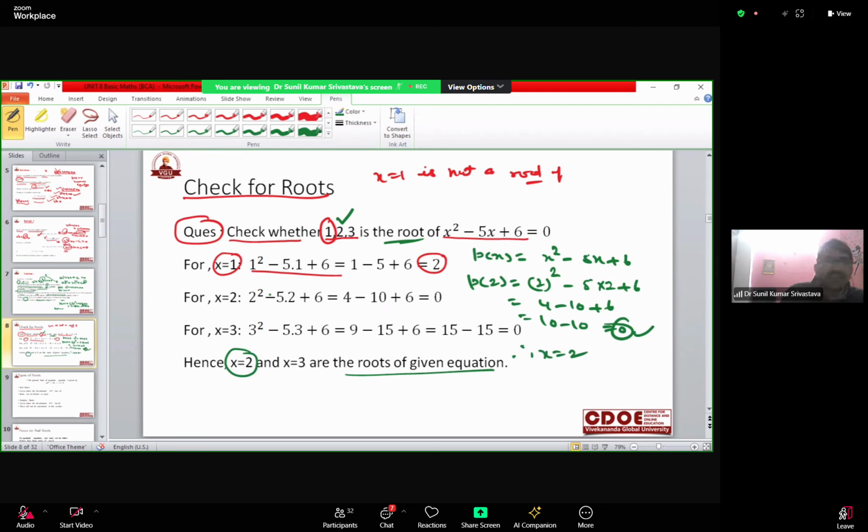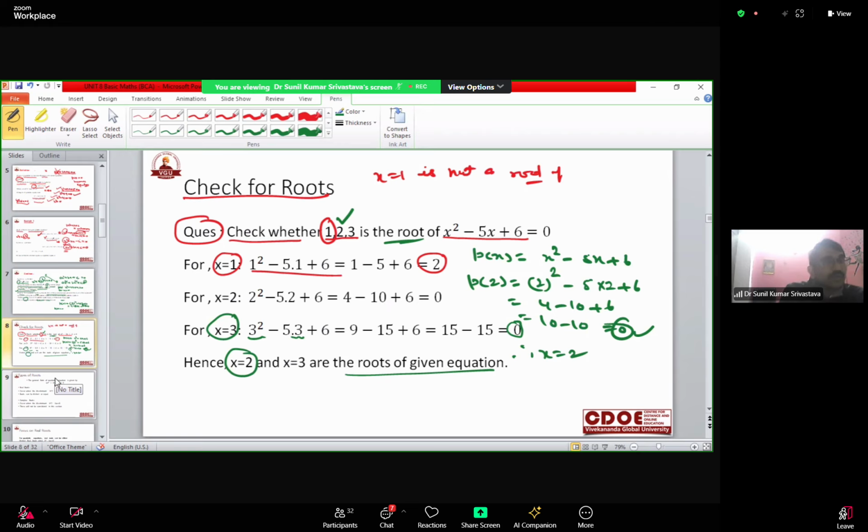And similarly, we can check by putting x = 3, that is 3 square minus 5 into 3 plus 6. And it also becomes 15 minus 15, which is equal to 0. It means x = 3 is also a root of this equation. So when I put the value of x and the expression for the polynomial becomes 0, then we can say that value is a root of that equation.